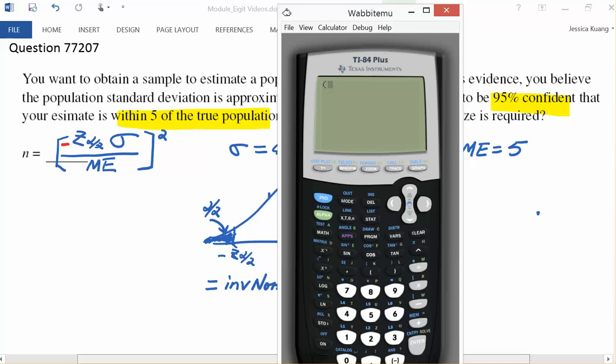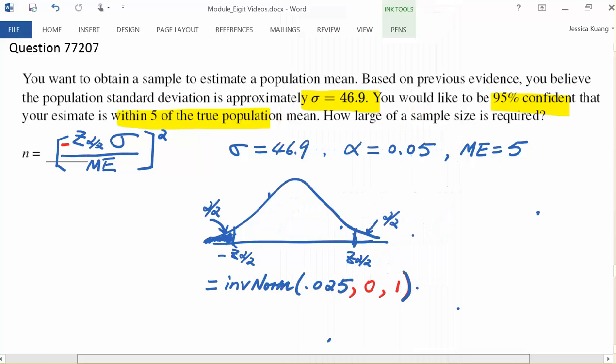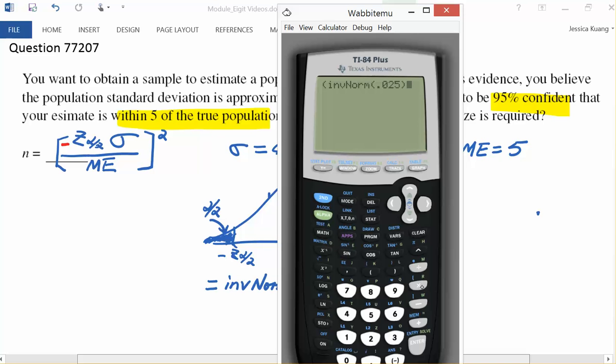So open parenthesis, second, DISTR, inverse norm, 0.025. Close the parenthesis, times 46.9 divided by 5. Close the parenthesis and remember to raise everything to the second power.